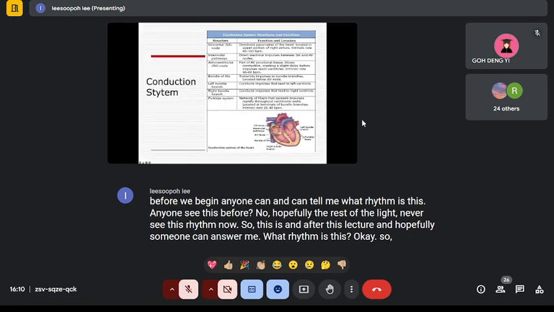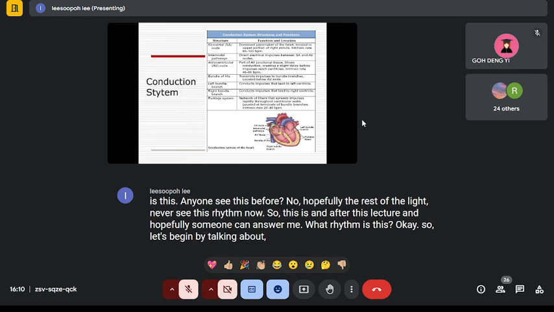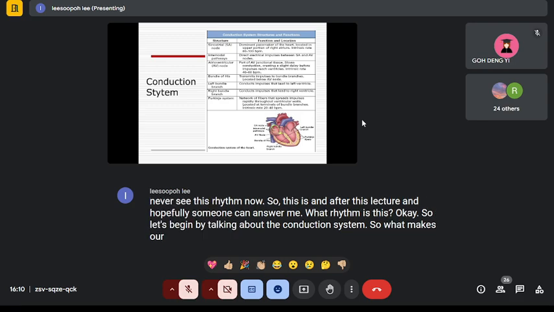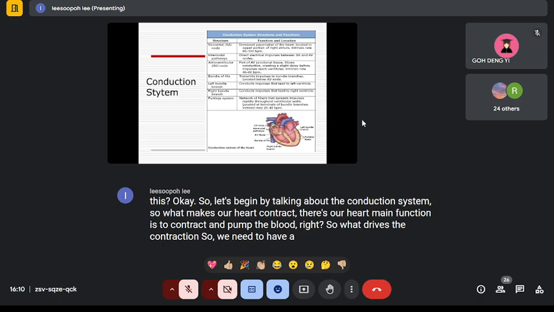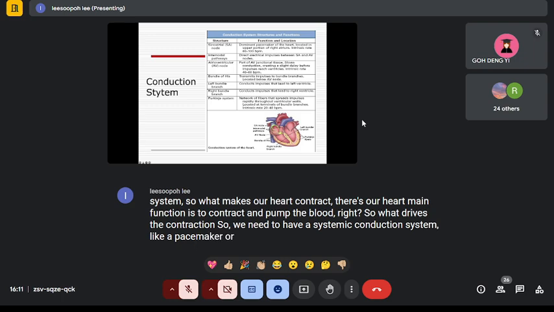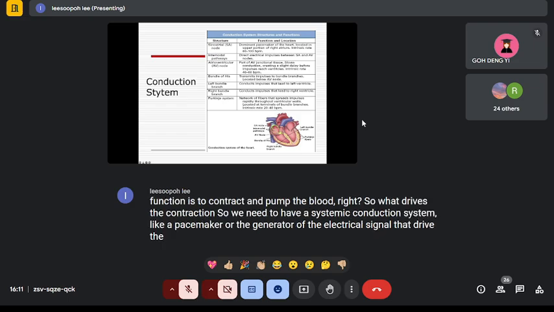Let's begin by talking about the conduction system. What makes our heart contract? Our heart's main function is to contract and pump the blood, right? So what drives the contraction? We need a systemic conduction system, like a pacemaker or generator of the electrical signal, that drives the contraction of the heart.